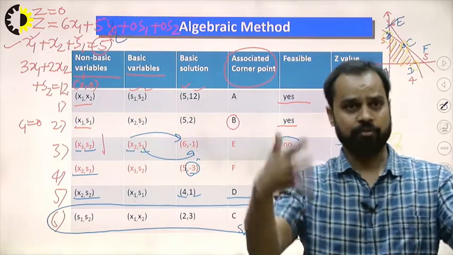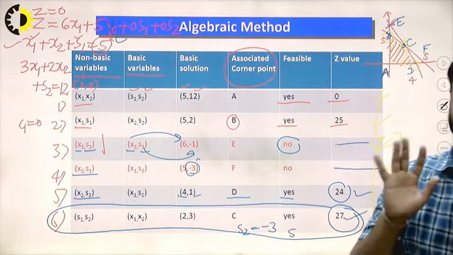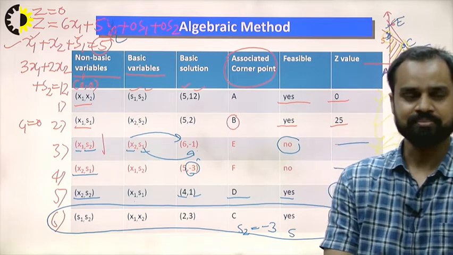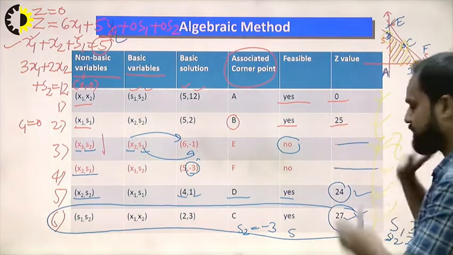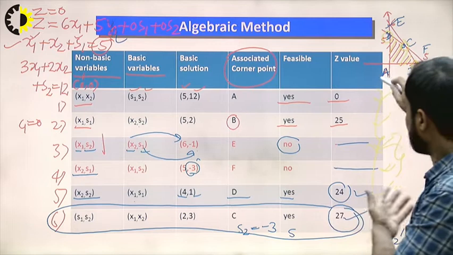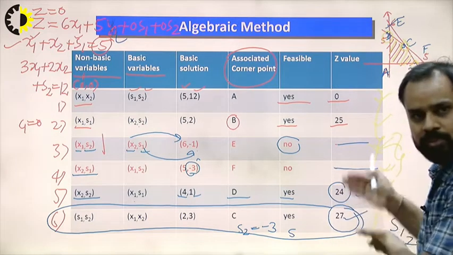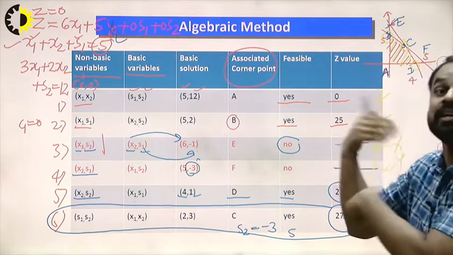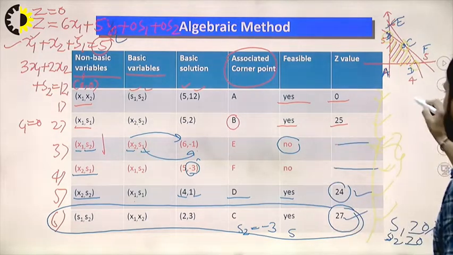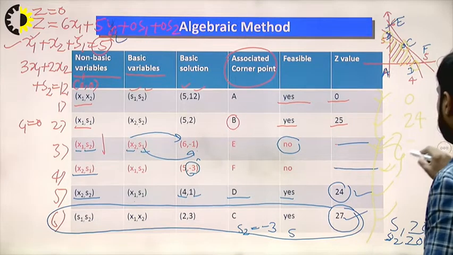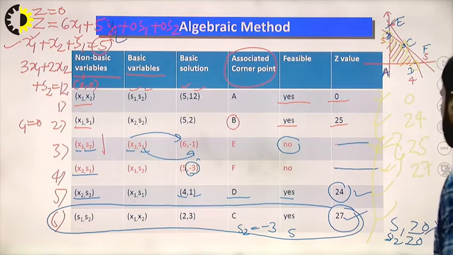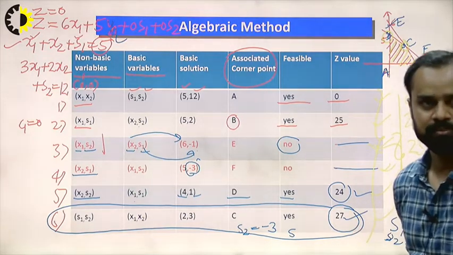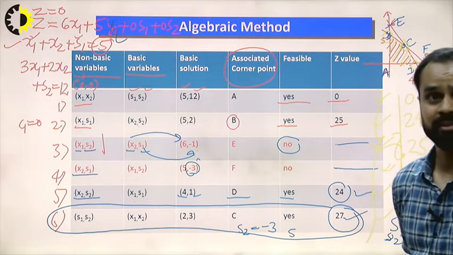A method will be better than this algebraic method if there is always a succession of solutions of the problem, where successive solutions guarantee better values. Suppose the first value comes 0, the second comes 24, the third comes 25, the fourth comes 26. If the successive order of the solutions is like this, then that method is always better than this algebraic method.